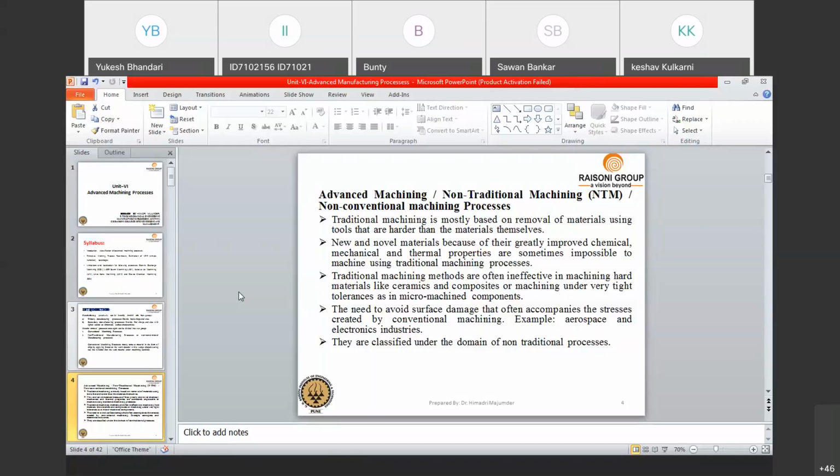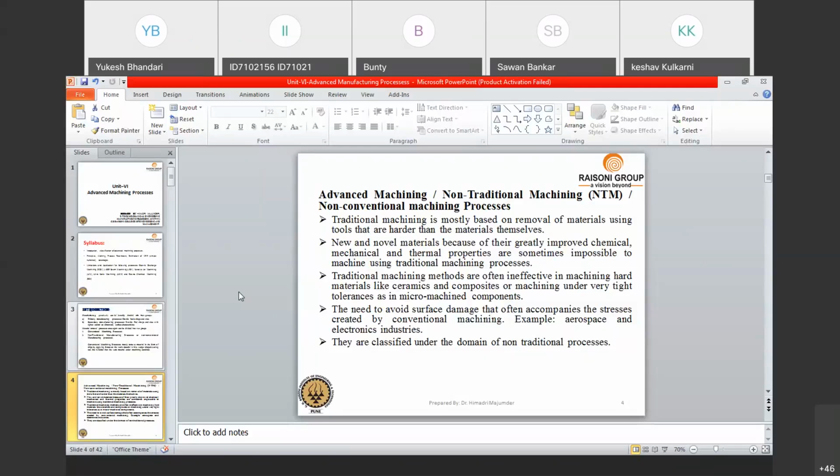At the same time, different internal stresses are created in conventional machining processes. Different industries, like the electronic and aerospace industries, require products that should not have any internal stresses, as well as no surface damage.